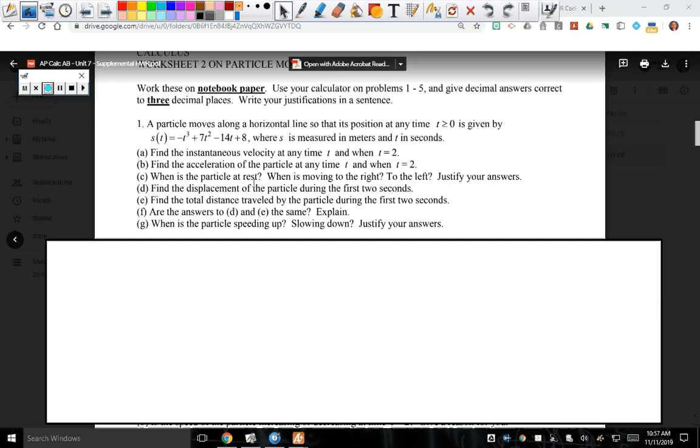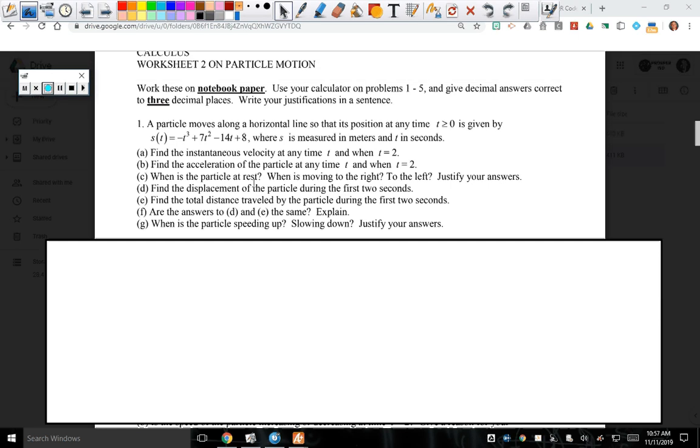Alright, so we are looking at a particle in motion. This is a horizontal line movement. s of t is the function's position, and t is greater than or equal to 0. It's given by that. As far as a default, there's no negative time. And immediately you see that it's in meters per second if it's a velocity. So you have meters and you have seconds.